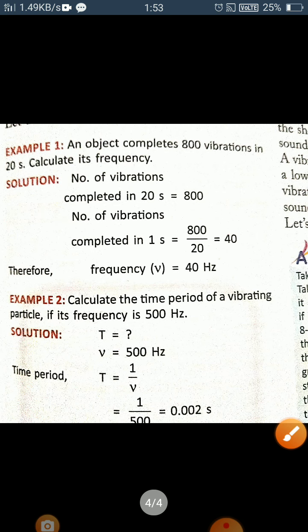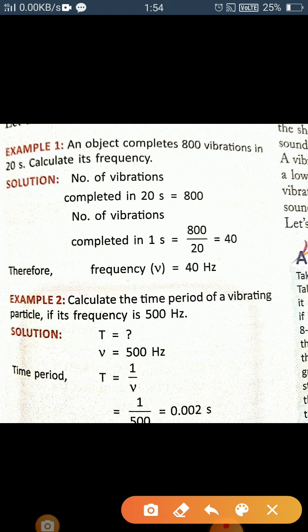Now in example 1, an object completes 800 vibrations in 20 seconds. Calculate its frequency. So we have to find the frequency. Frequency, I told you, is the number of vibrations made by an object in 1 second. Here we are given the number of vibrations completed in 20 seconds, which is 800. So we have to find the number of vibrations in 1 second.